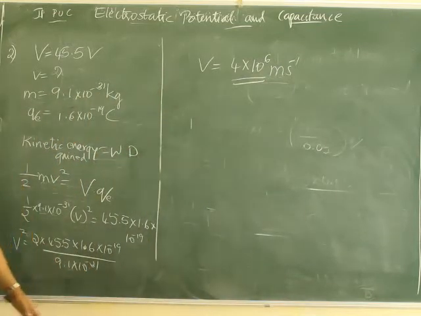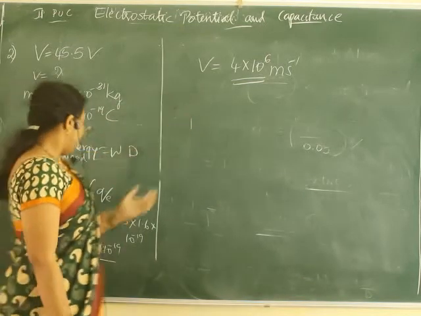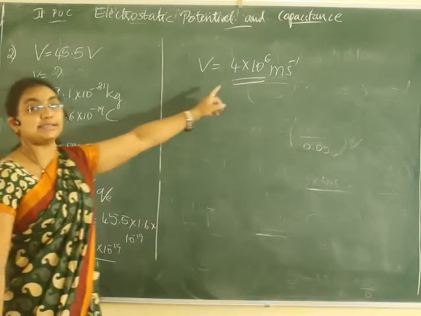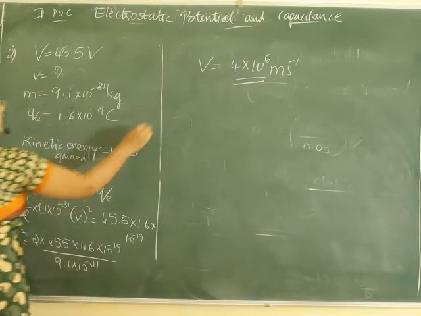Try it. You will get the answer. Solve it using the calculator. For this one, you will get v square, and you have to take the square root of that, then you will get this answer. Understood? Next, question number 3.